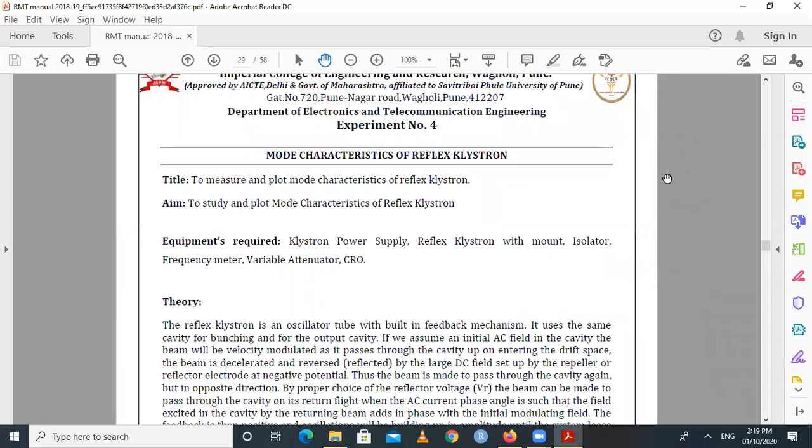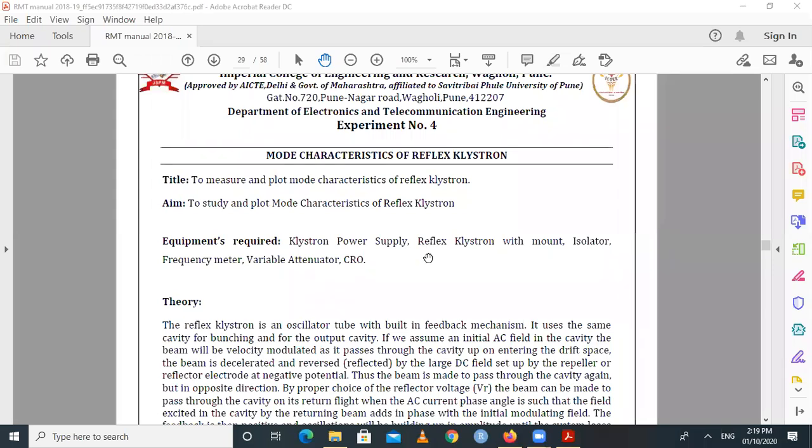So for generation of microwaves, we are using microwave tubes, and they are called microactive devices. So there is klystron, magnetron, and TWT. TWT means traveling wave tube. A klystron again has different types, like two cavity klystron, multi cavity klystron, and reflex klystron. As far as this experiment is concerned, this experiment number 4 is more related to the mode characteristics of the reflex klystron. So can anyone tell me what is mode in the case of a waveguide?